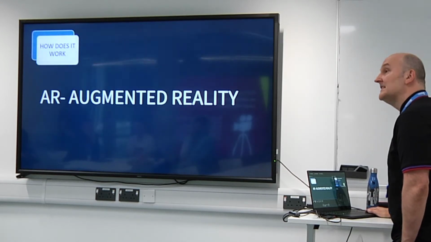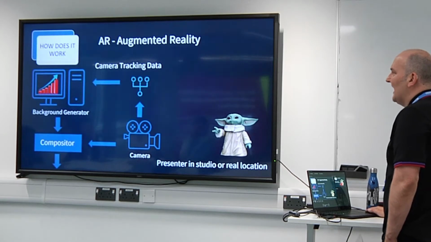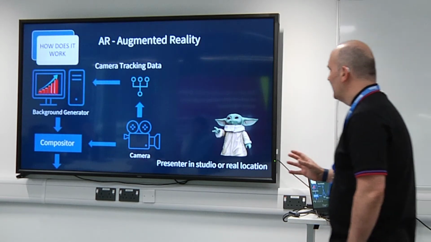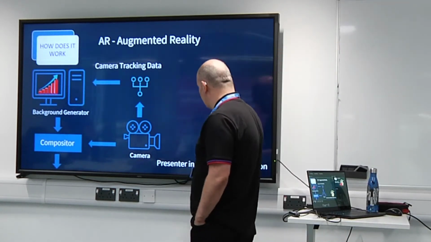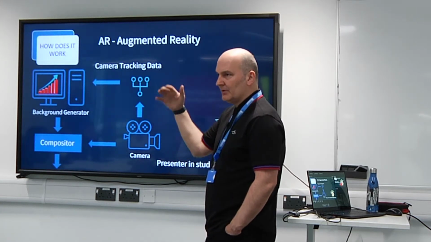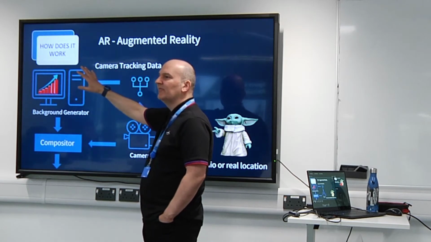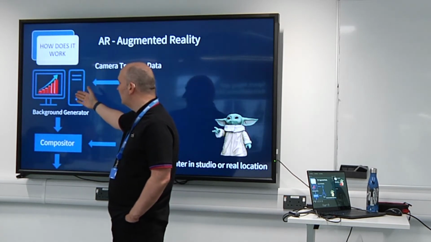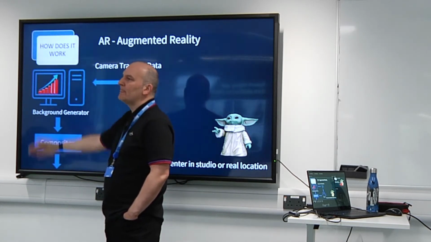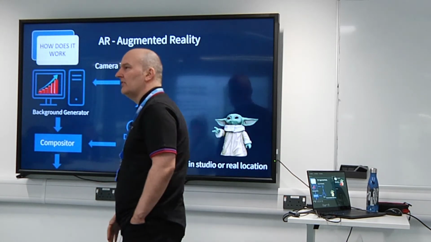So now we'll talk about augmented reality. It's a similar setup, basically. The difference is you don't need a green screen. You can put the presenter anywhere. You can put the presenter here in this studio, and then as long as you've got a camera tracking system, you can feed that to a background generator, to a computer, and then you can composite the two.